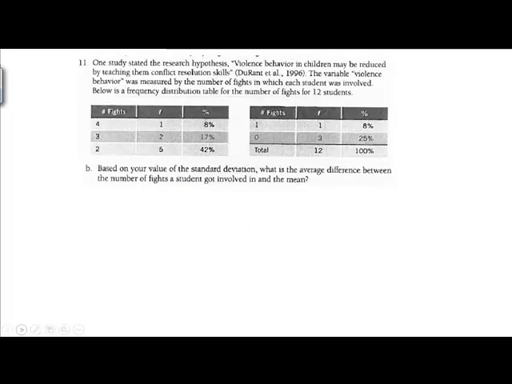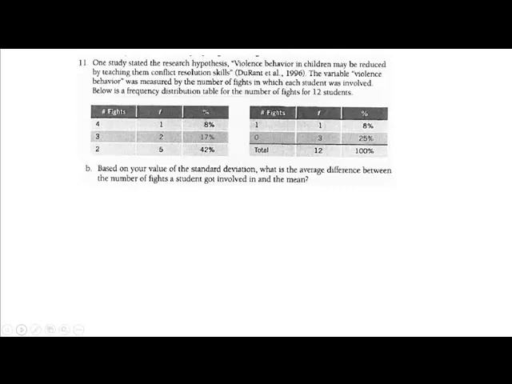Let's do 11. 11 actually is using some real data here. One study stated the research hypothesis: violent behavior in children may be reduced by teaching them conflict resolution skills. The variable violent behavior was measured by the number of fights in which each student was involved. Below is a frequency distribution table for the number of fights for 12 students.